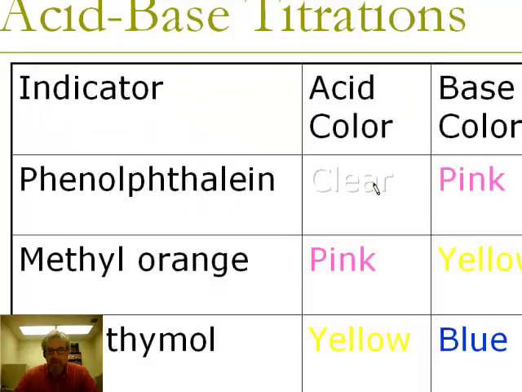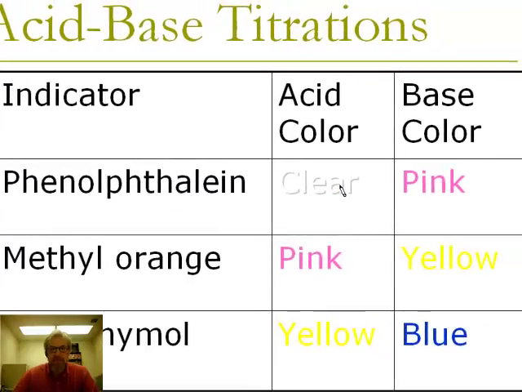Here are examples of some indicators. Phenolphthalein is a very common indicator. Its color in acid is clear, and its color in base is pink. So when you see a shift from clear to pink, you know you've added enough base to neutralize, and a little bit more.